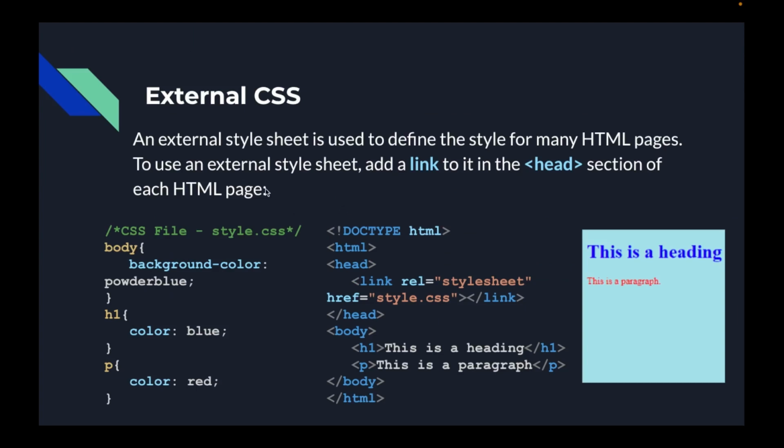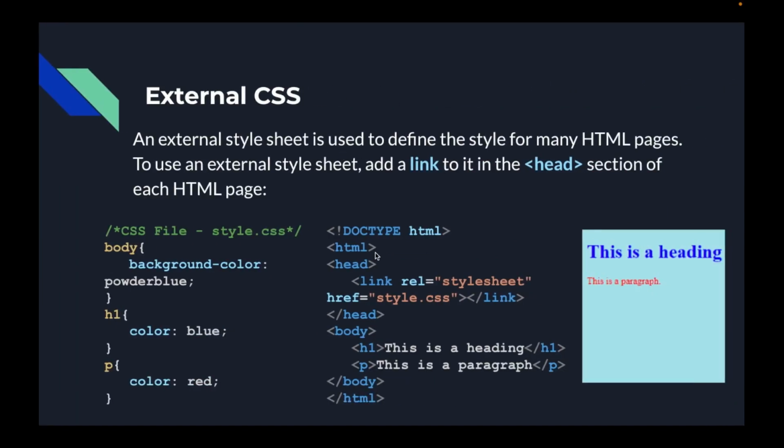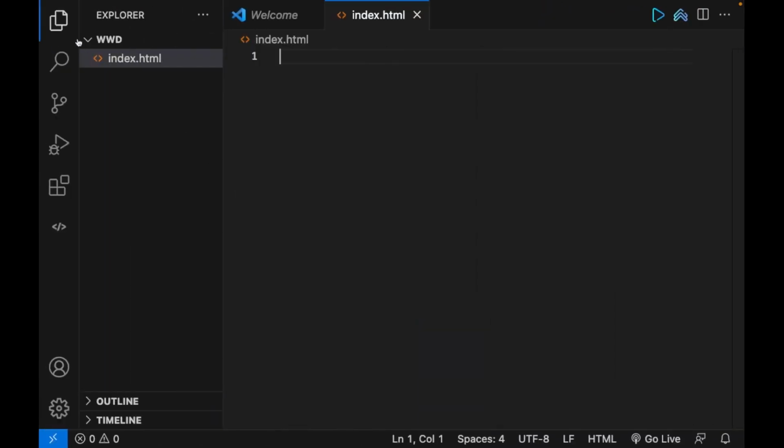And over here we have this, it says external CSS is used to define the style for many HTML pages. To use an external style sheet, add a link to it in the head section of each HTML page. So we've opened this, right? We'll just create a file, index.html, and in this file we are going to be adding our CSS code. So we'll create another CSS file, which is style.css.